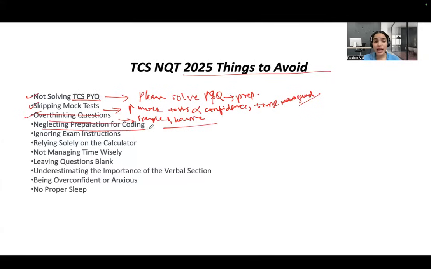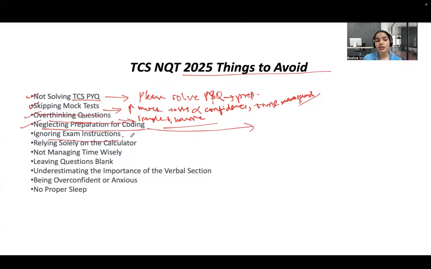A lot of students I have personally seen give too much time to coding, right? They keep coding, they love coding, they think they're going to be software engineers, and they're going to keep coding 24/7. That's not how it works. Each section has weightage. Each section has to be covered in order for you to be able to crack the test, right? So don't neglect your preparation only for coding, okay?